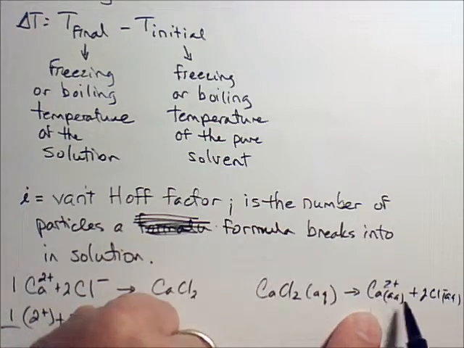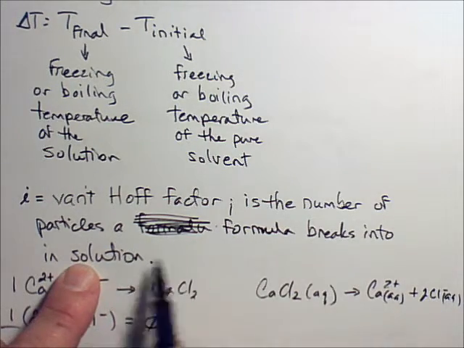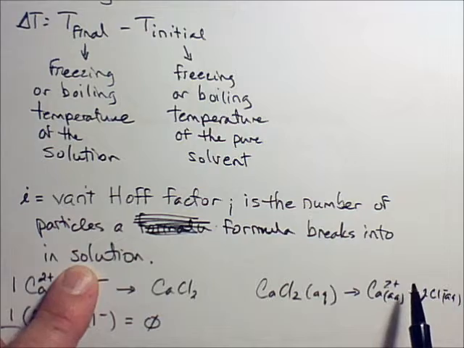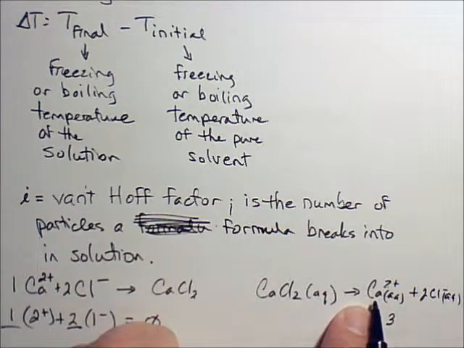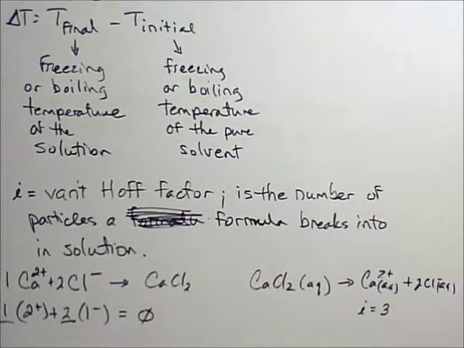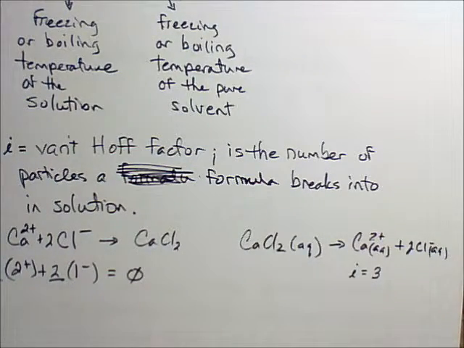Well, the number of particles the formula breaks up into in solution is the Van't Hoff factor. So for calcium chloride, i equals 3. 1 particle here and 2 particles there. Does that make sense?